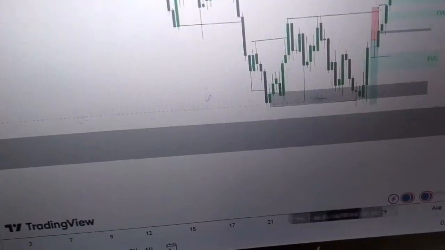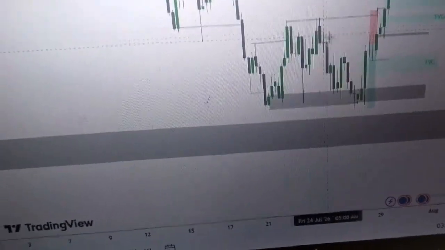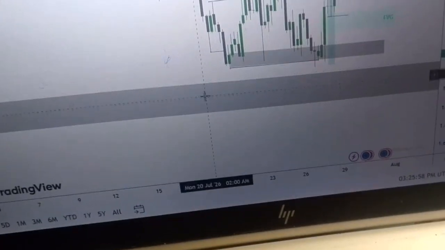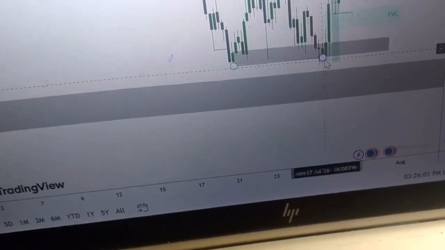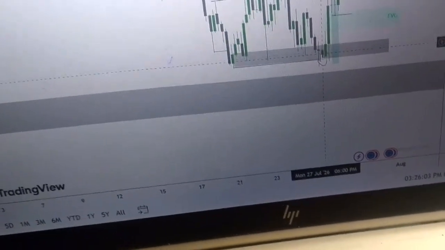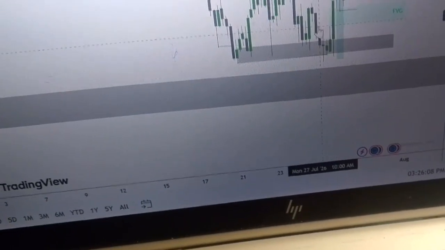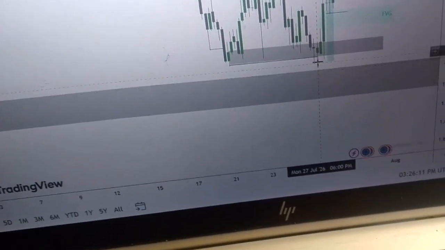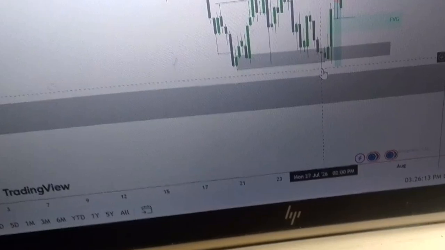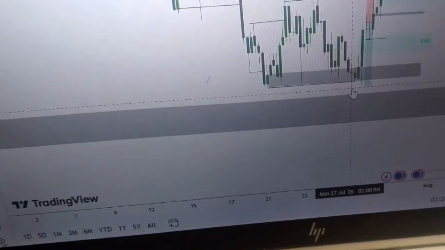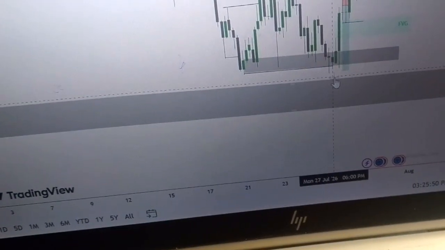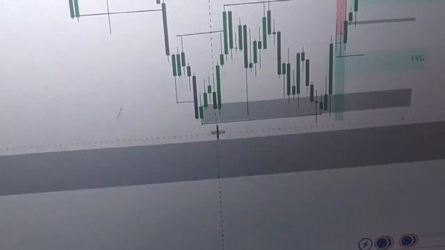But when I opened my MT5, I was seeing a different structure entirely. I was seeing a break of structure around here. This long candle gave me a break of structure on the MT5. So I was like, okay, since there's a break of structure on the MT5, and a break of structure signifies continuation sell, could it be that this entire structure is a valid sell setup?